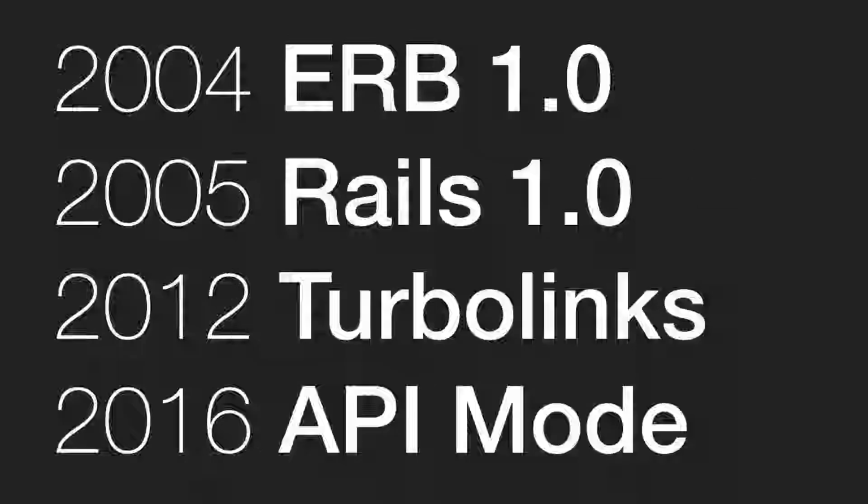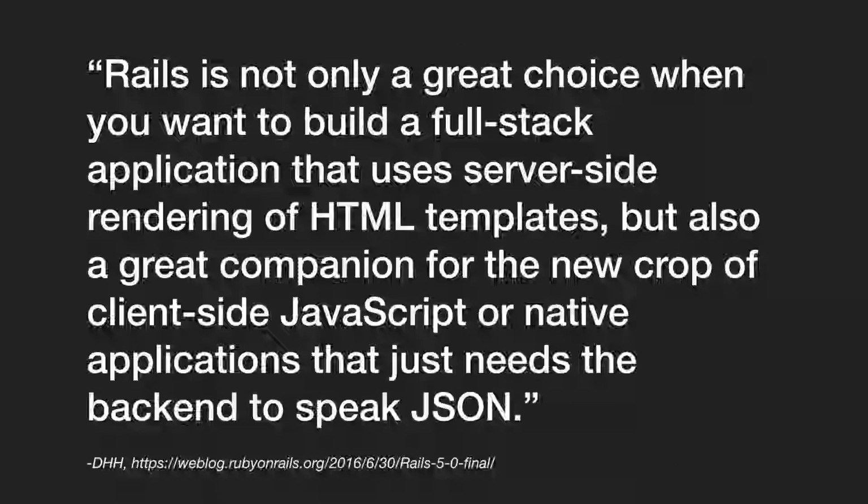Rails is still using embedded Ruby templates that were shipped way back in 2004. We did get Turbolinks in Rails 4, which gave us partial page reloads, and Rails 5 gave us API mode. But I think it's really telling that when API mode shipped, DHH was very careful to say that Rails is not only a great choice when you want to build a full stack application that uses server-side rendering of HTML templates, but also a great companion for the new crop of client-side JavaScript or native applications that just need the backend to speak JSON.